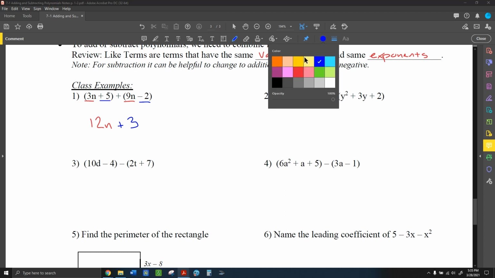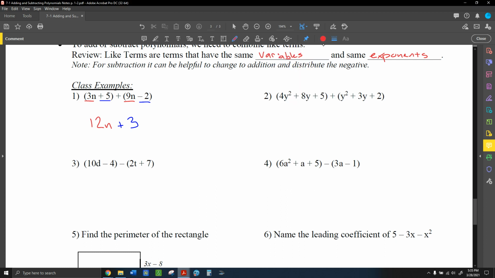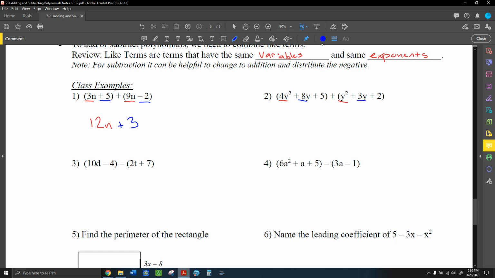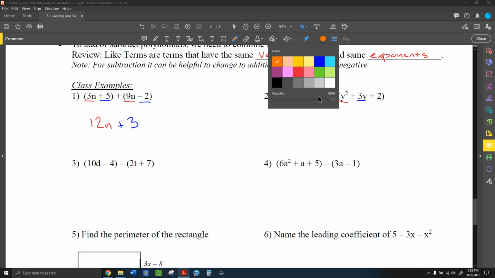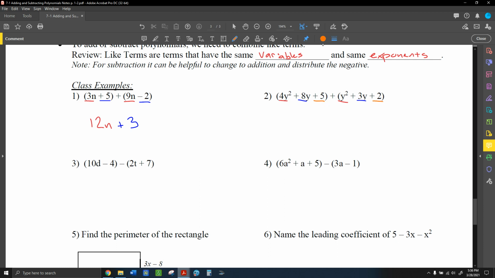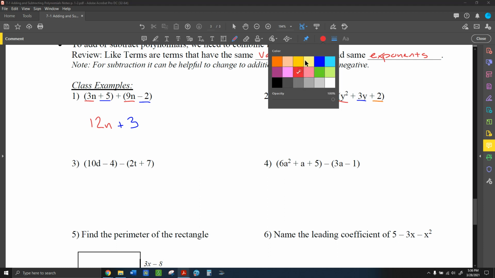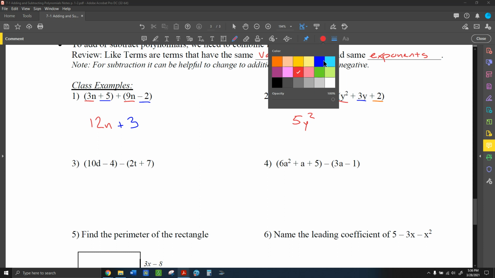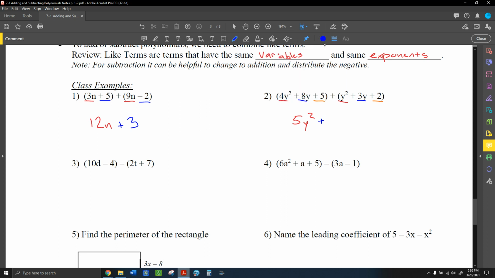Next up, we are adding these two polynomials, two trinomials. I see we've got some y squareds. We've got some y terms. And we've got some constant terms. So let's go ahead and combine those like terms. We've got 4y squared and 1y squared gives us 5y squared. We've got 8y and 3y, which gives us 11y. And we've got positive 5 and positive 2, which gives us positive 7.